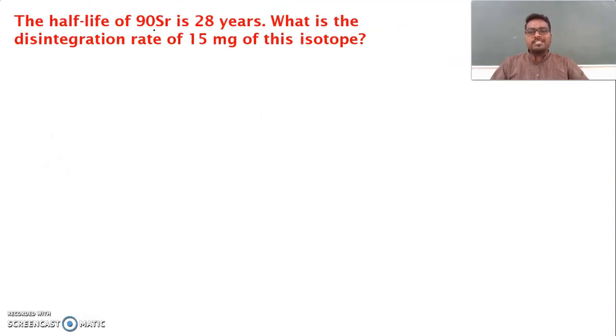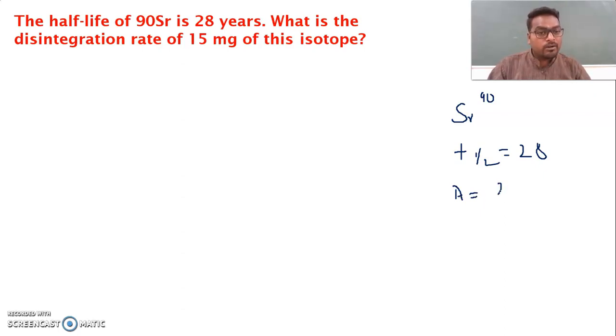The half-life of strontium 90 is 28 years. What is the disintegration rate of 15 milligram of this isotope? Dear students, here he has given strontium 90. This is a radioactive isotope. Its half-life is 28 years. Now we have to calculate activity. Activity is equal to what?